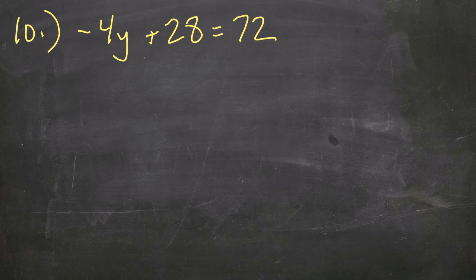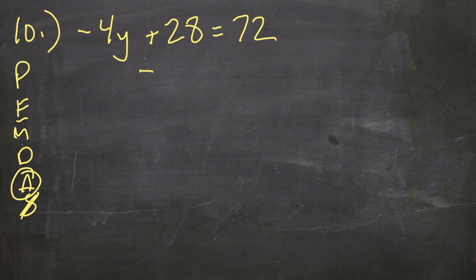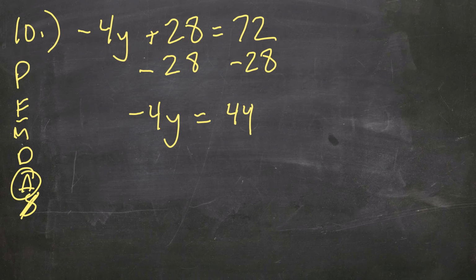Alright, number 10, we have negative 4y plus 28 equals 72. So once again, if you're lost, first thing you do is you write PEMDAS. Start at the bottom. Do you see any subtraction? I don't. Even though that negative 4 is there, it's negative 4 times y. That's multiplication. But I do see addition. That's why I subtract 28 from both sides first. I get negative 4y equals 44. Okay? That's our subtraction property of equality if you didn't write it down.